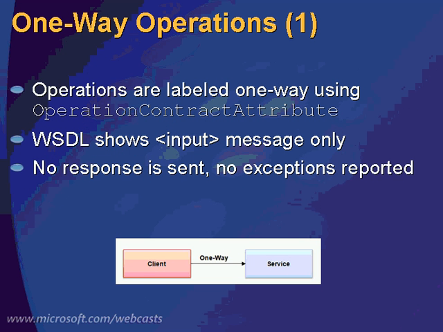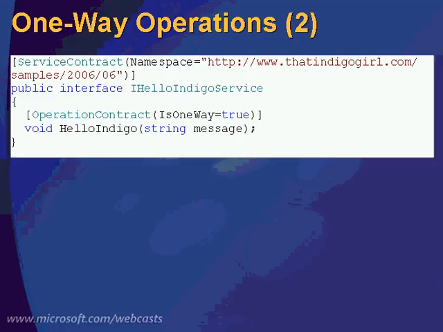When we talk about one-way operations, one-way operations are created by labeling it with the operation contract attribute. So this is the same attribute we apply to our operations by default in a service contract. But by setting it to one-way, the WSDL will show only an input message. And with an input message, again, what that implies is that an exception, if thrown at the service, will not be reported to the client. And I'm going to talk a little bit about that as I go through a demonstration.